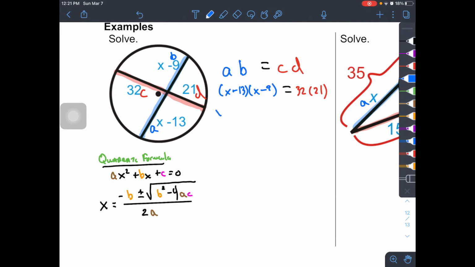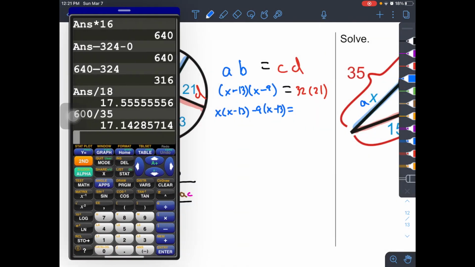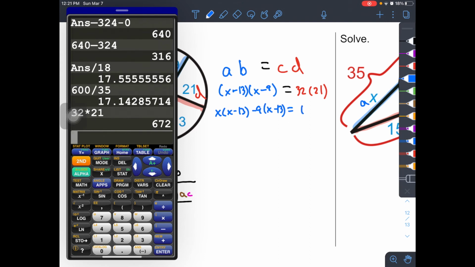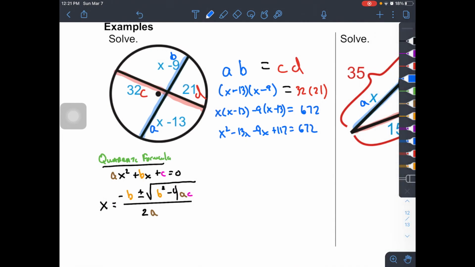So distribute x times (x minus 13), subtract 9 times (x minus 13). We're doing a double distribution. 32 times 21 is 672. And continue the distribution. All right, when we're solving with the quadratic formula, we have to get 0 on one side of the equation. So we're going to move this 672 to the other side and combine like terms. We're going to get x squared minus 22x minus 555 equals 0.